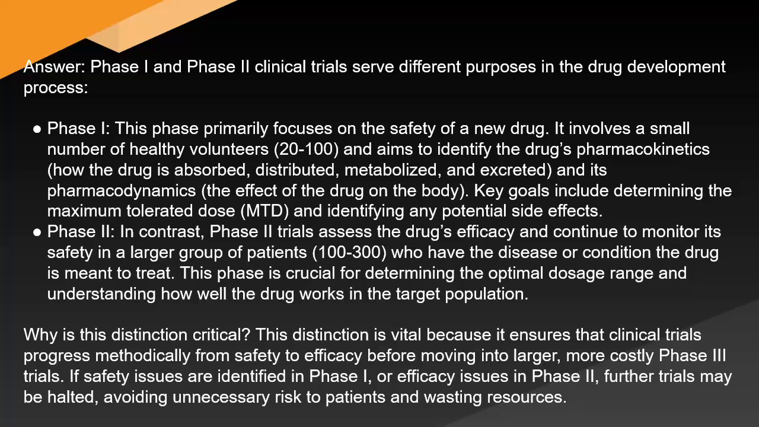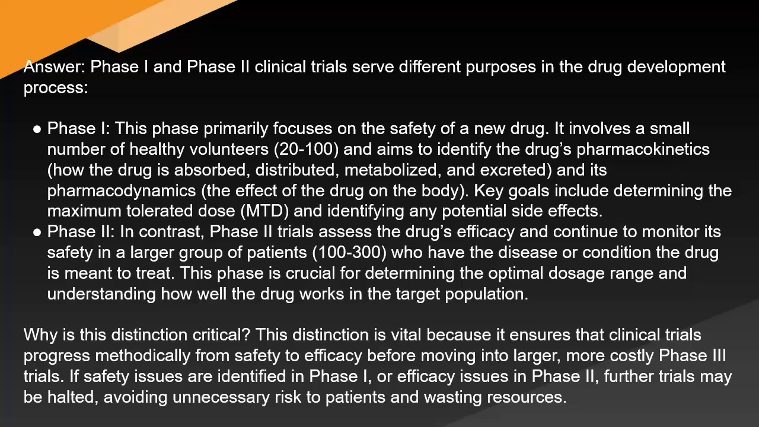Phase II, in contrast, trials assess the drug's efficacy and continue to monitor its safety in a larger group of patients, 100 to 300, who have the disease or condition the drug is meant to treat. This phase is crucial for determining the optimal dosage range and understanding how well the drug works in the target population. Why is this distinction critical?